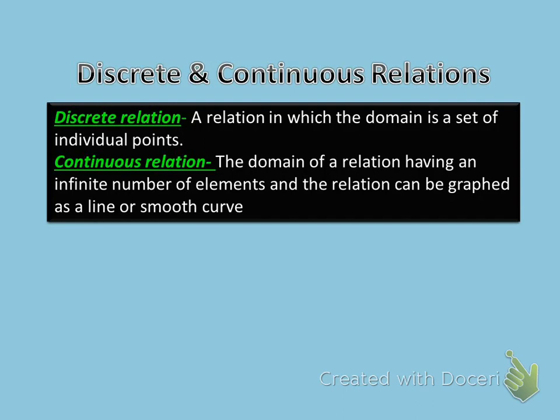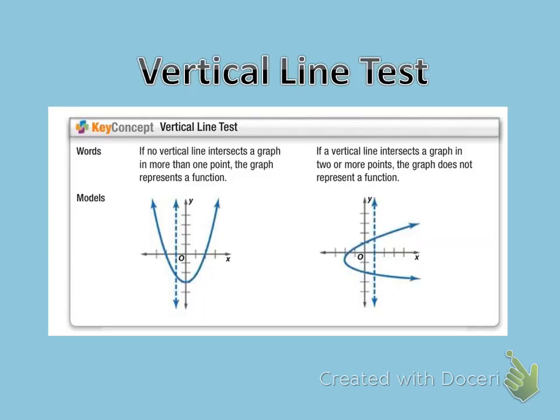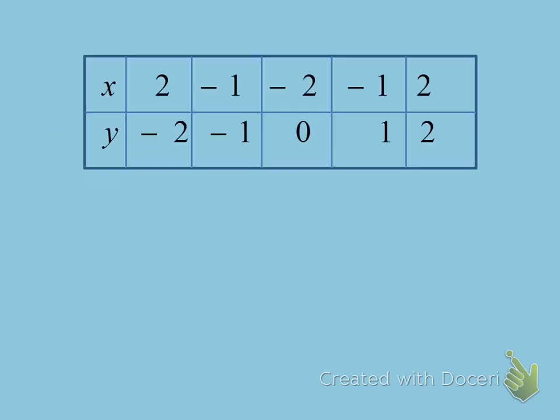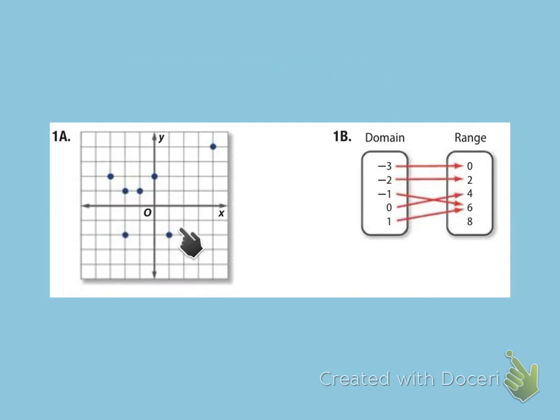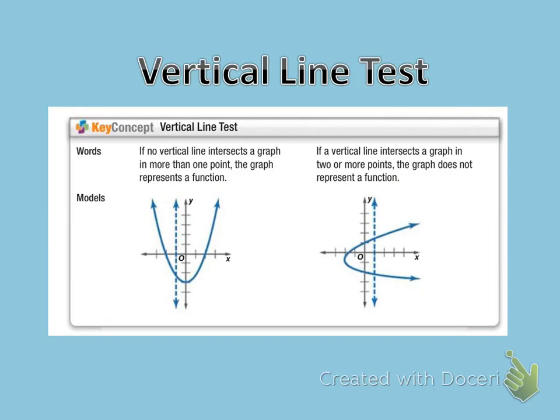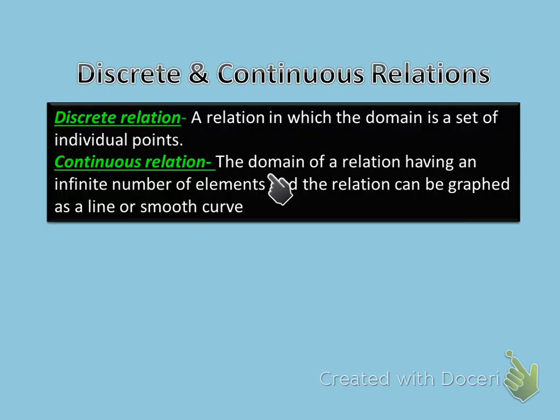These 2 definitions. The first one, discrete relation. It's a relation in which the domain is a set of individual points. I'm going to back up real quick. This would be discrete. This would be discrete. These 2 would be discrete. It's just when you have individual points, basically. Discrete is what we've been working with, where it's just a point here, point there, points everywhere.